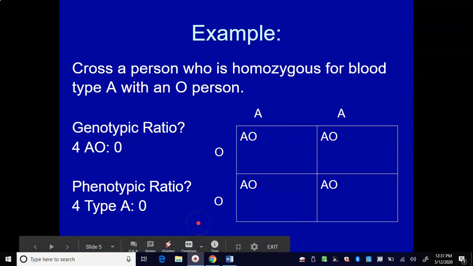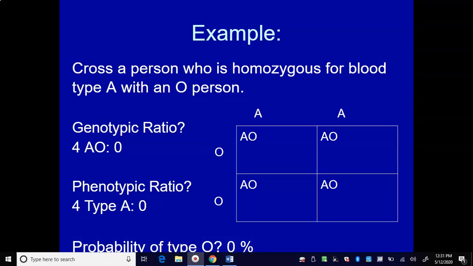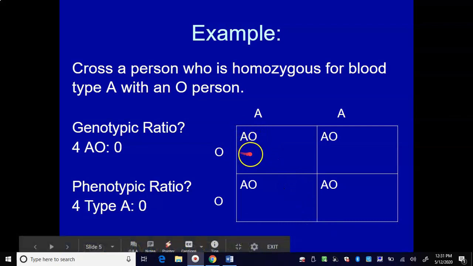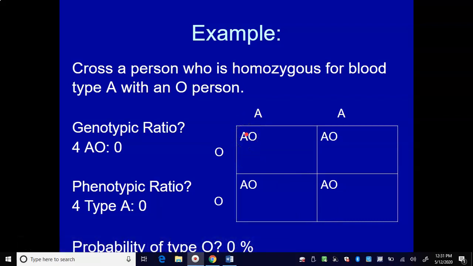It would ask for the genotypic ratio. So this would be 4 AO to 0. Remember, genotypic ratio is the letter combination. How many AOs do you have? Phenotypic ratio would be what type of blood these children have. So it would be 4 type A blood to 0. Now it says probability. What's the probability of having type O? Well, if it was type O, the child would have to have OO in there. So none of them. It would be 0% or 0 out of 4.